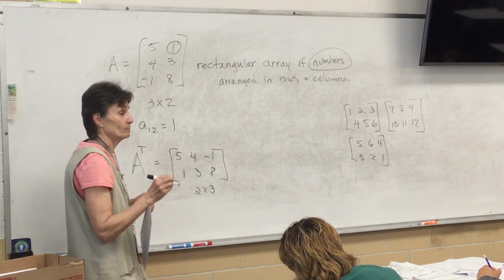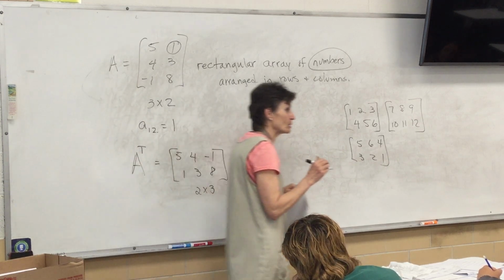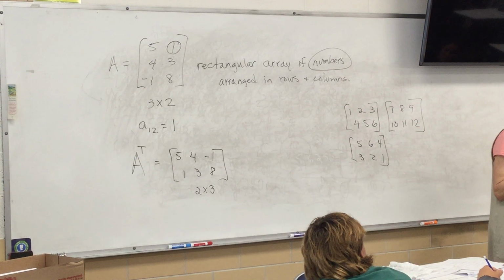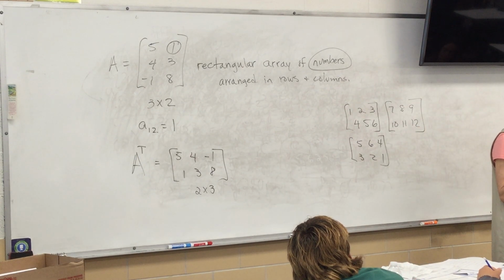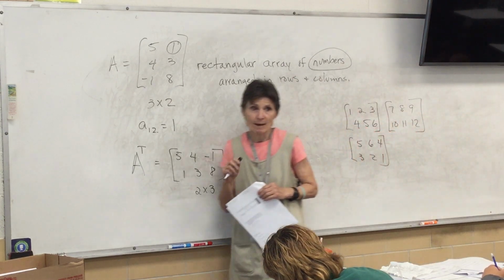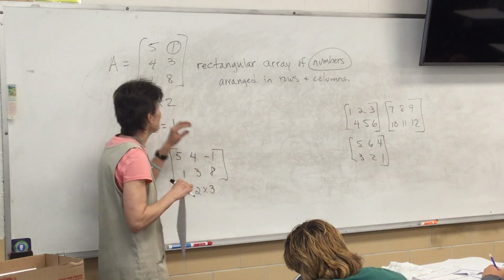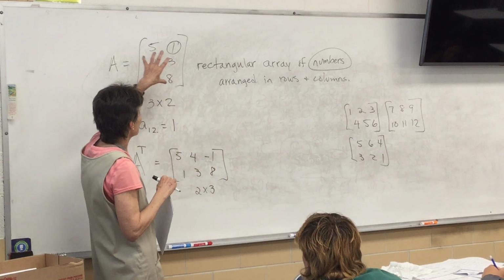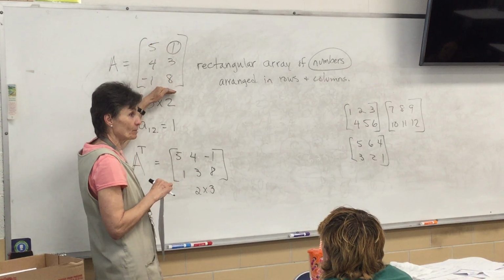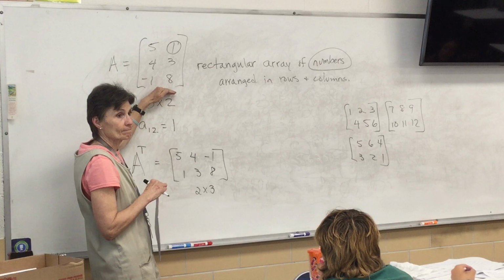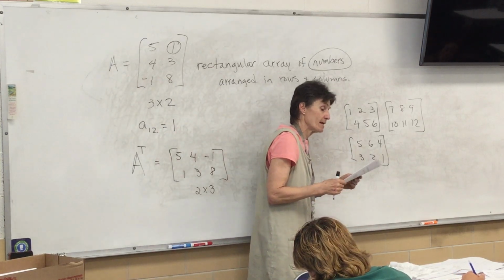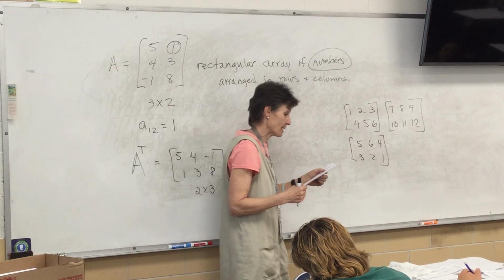A scalar. Well, we talked about scalars in the vector unit. What's a scalar? Just a real number, right? Kids, there's a ton of overlap between vectors and matrices because if you think about it, this is just 3 vectors put together, right? So a lot of the vocabulary is the same and a lot of the operations are the same.